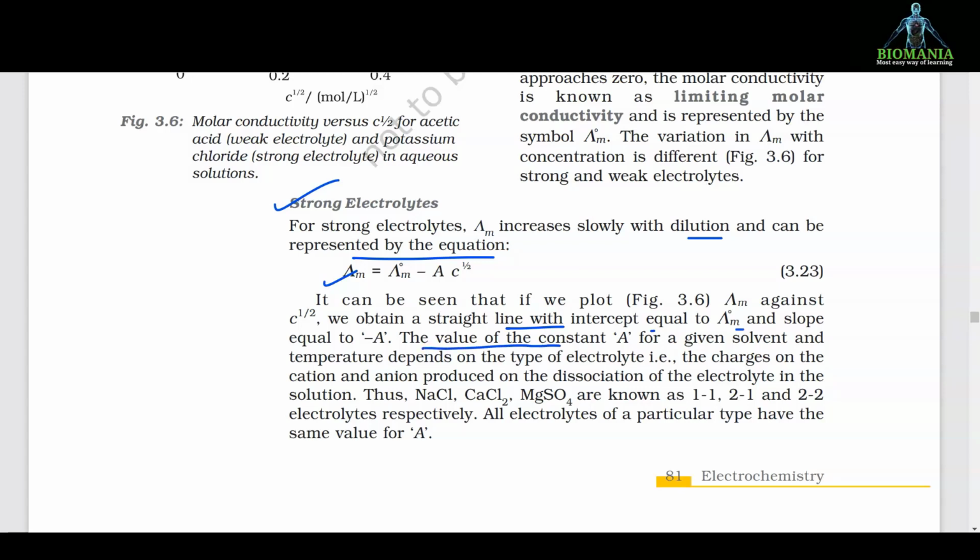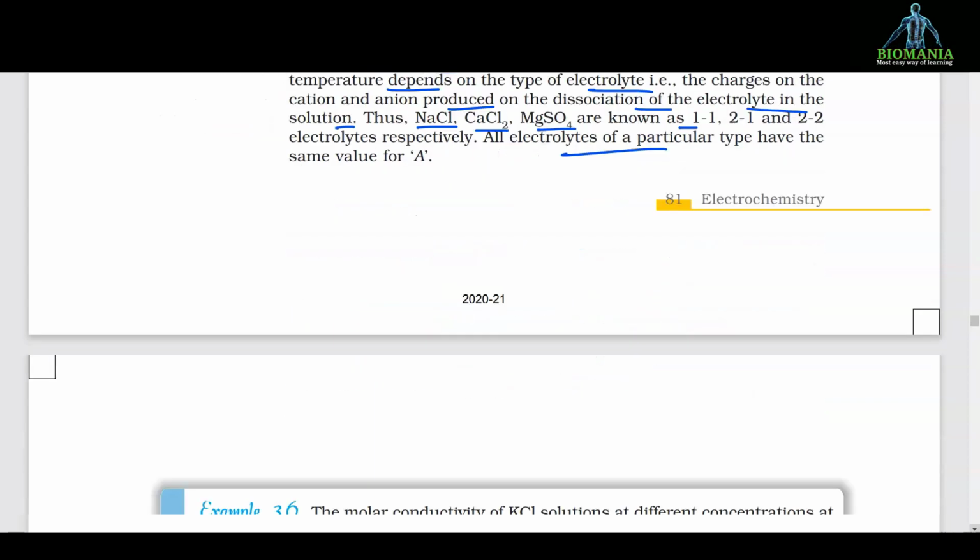The value of the constant A for a given solvent and temperature depends on the type of electrolyte, that is, the charges on the cation and anion produced on the dissociation of the electrolyte in the solution. Thus, NaCl, CaCl2, MgSO4 are known as 1,1, 2,1 and 2,2 electrolytes respectively. All electrolytes of a particular type have the same value for A.